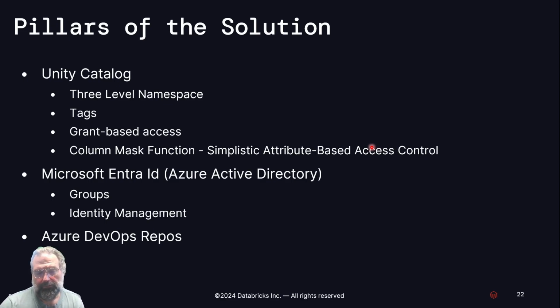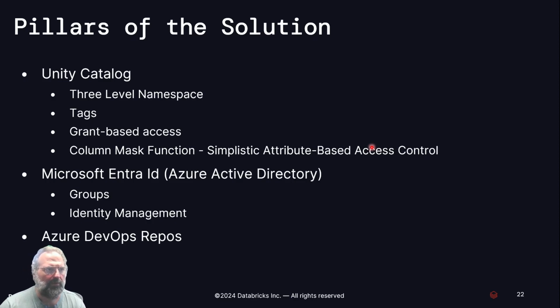And so as such, it should be treated with all due respect. It is a significant body of knowledge in Unity Catalog that brings a lot of goodness. The 3-level namespace is important, as are tags, grant-based access, and a column mask function. We talked on those a little bit.